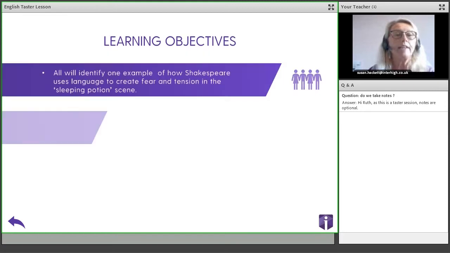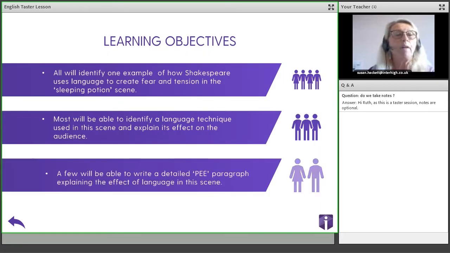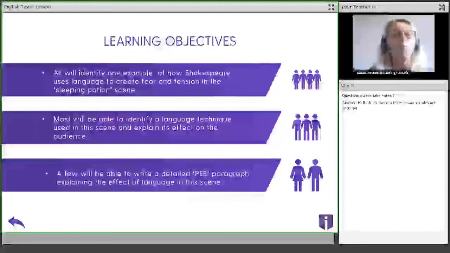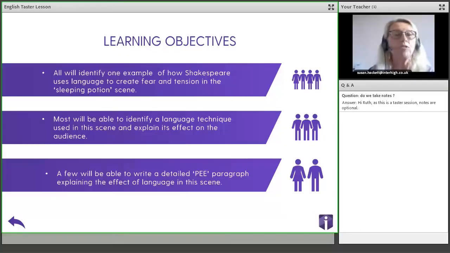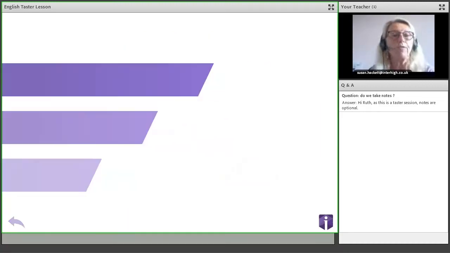Here are our objectives today. All will identify one example of how Shakespeare uses language to create fear and tension in the sleeping potion scene. Most will be able to identify a language technique used in the scene and explain its effect, and a few will be able to write a detailed paragraph explaining the effect of language in this scene. It's okay if you didn't get all the files, don't worry.